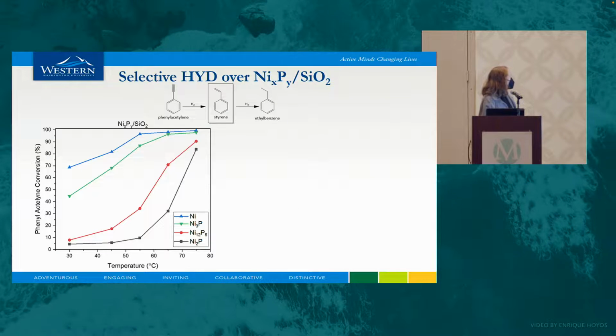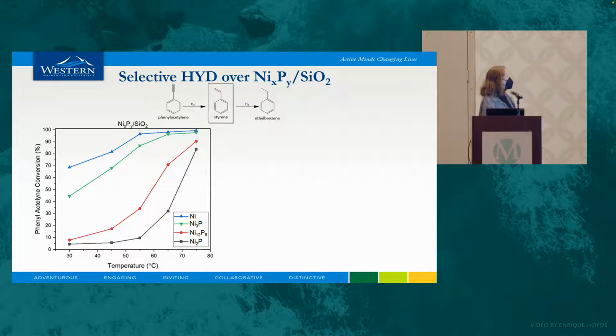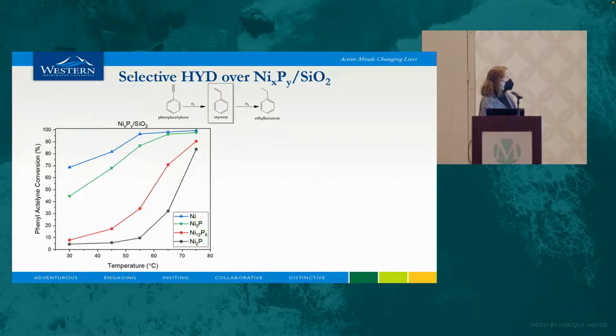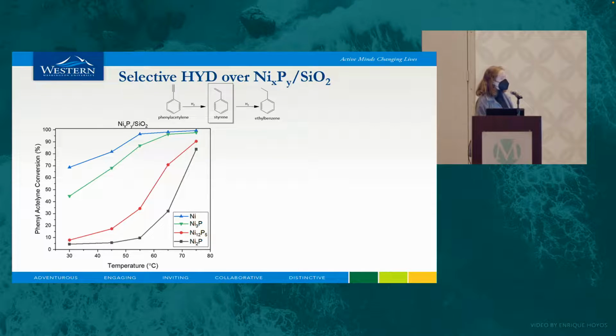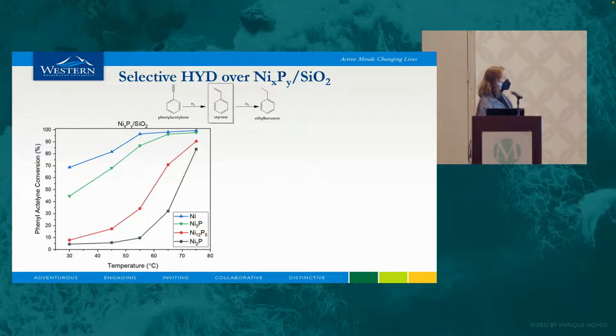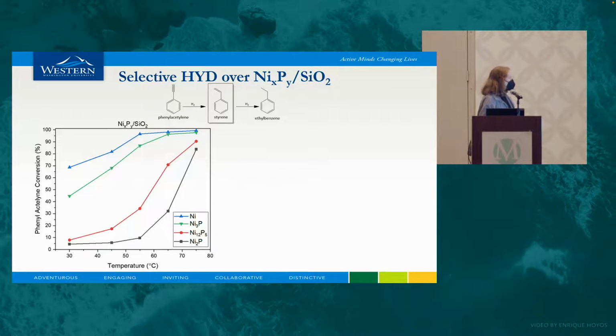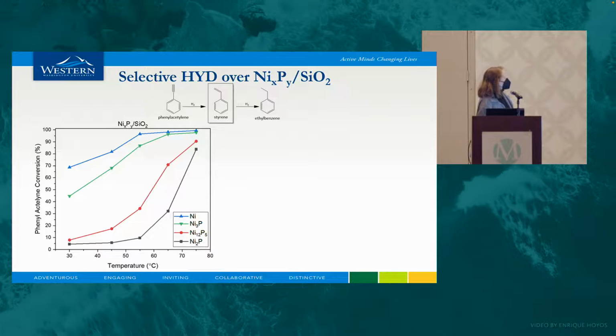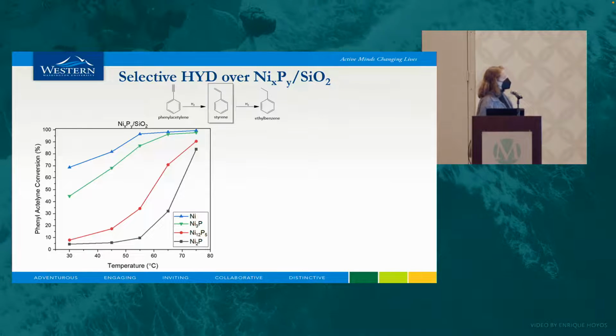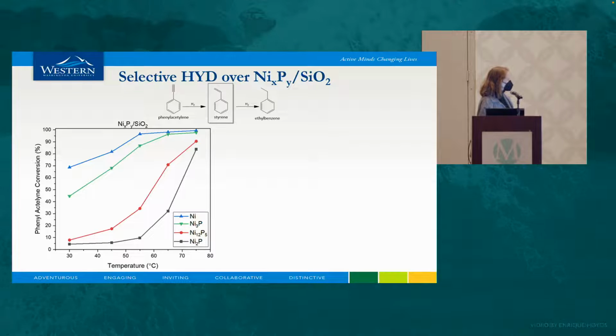Here we have the percent of phenylacetylene that we're able to convert to either styrene or ethylbenzene as a function of temperature. And the first thing I'd like to point your attention to is that as we increase in temperature, overall across all the catalysts, we see an increase in the amount of phenylacetylene that we're able to convert. Next thing I'd like to draw your attention to is this blue line up here. That's our nickel catalyst on silica. And as we add more and more phosphorus, our conversion gets worse and worse, okay?